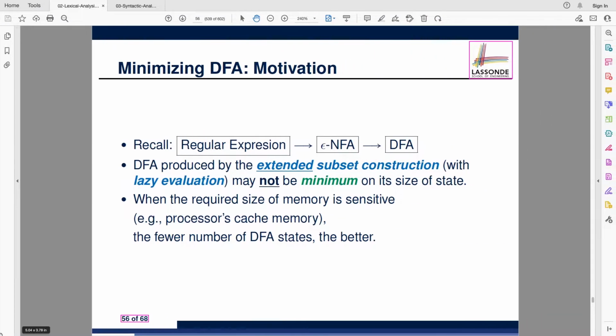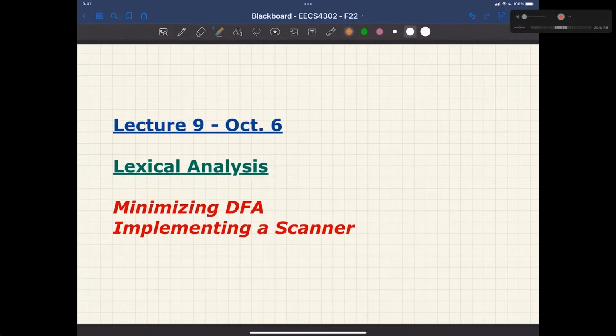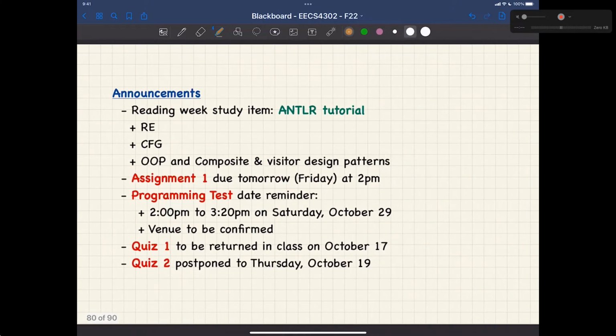Okay, so first of all, I have some announcements to make. Let's talk about it quickly. Most importantly, what should you do for the reading week?